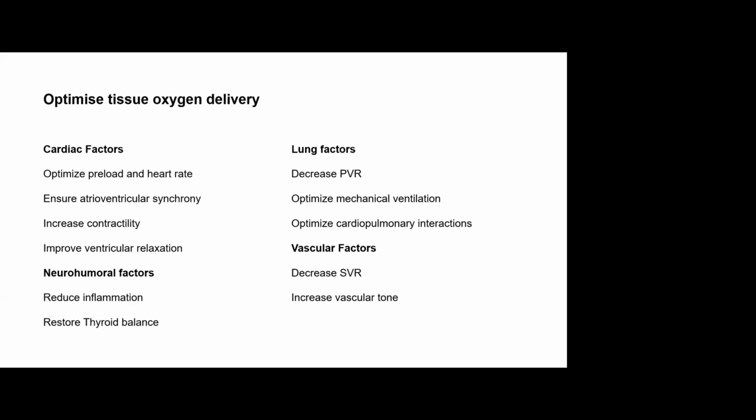And also the vascular factors, like decreasing SVR in certain situations where the low cardiac output state is there and the rise in SVR, or systemic vascular resistance, is having a negative effect on the heart contractility. Or in a child who has septic shock, we can increase the vascular tone. And neurohumoral factors: I think we are understanding more about the importance of neurohumoral factors like inflammation and thyroid balance in the tissue oxygen delivery, more so in the disease states. So these are the factors which we can look at to improve the oxygen delivery.